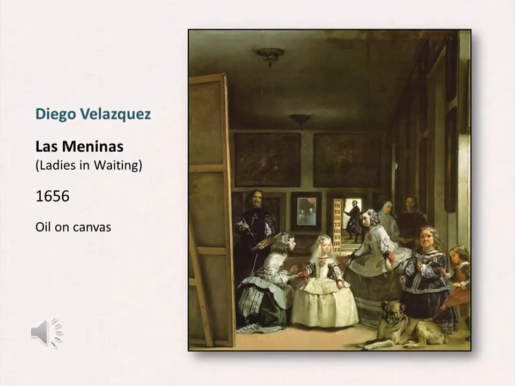The girl highlighted is the daughter of King Philip IV of Spain. She is the Infanta Margaret Teresa, wearing fashion typical of the time.